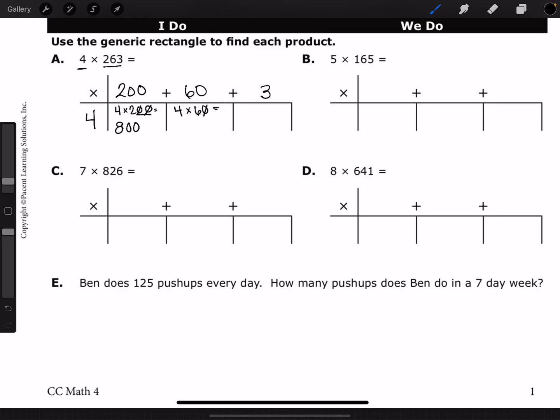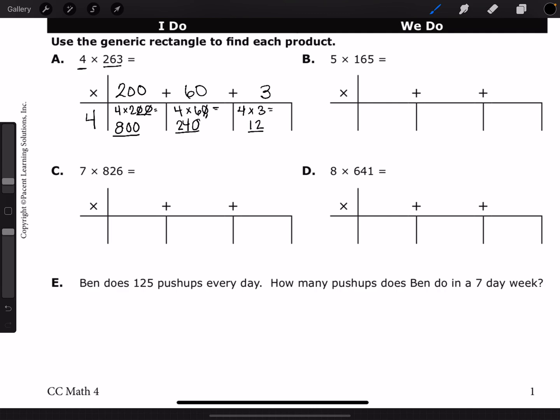So 4 times 6 is 24. But that 0 needs to come back on because it's not 6, it's 6 tens. So the next partial product is 240. So we have 800 and 240 so far for our partial products. Our last box, we do 4 times 3. There's no zeros to worry about, so we can just do 4 times 3. We can skip count. So 4 groups of 3. Let's skip count 3s. 3, 6, 9, 12. So the last partial product is 12.